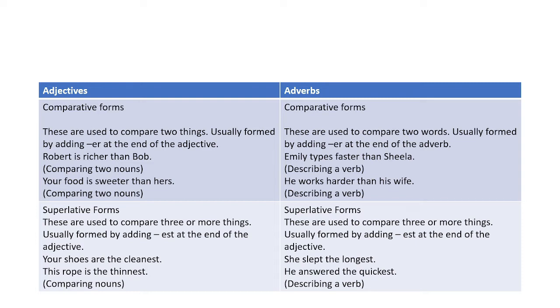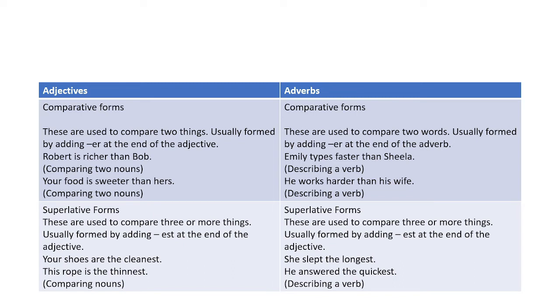Okay. Now let's move to the adverb. These are used to compare two things, usually formed by adding er at the end of the adverb. For example, Emily types faster than Sheila. Here again, faster is the word about the typing, so it is describing a verb. He works harder than his wife. Again, here the word harder is about the work. It describes a verb.